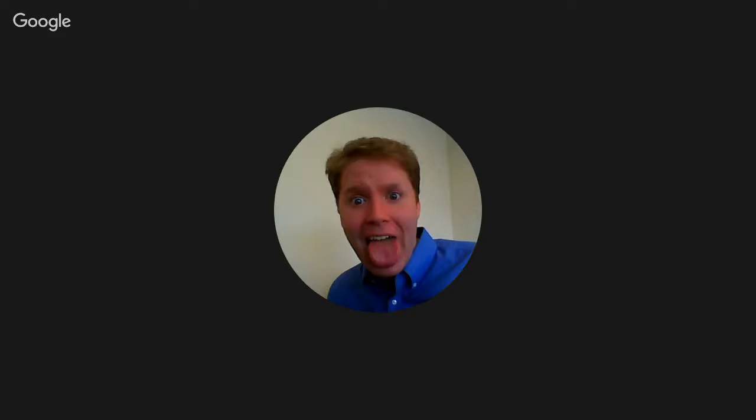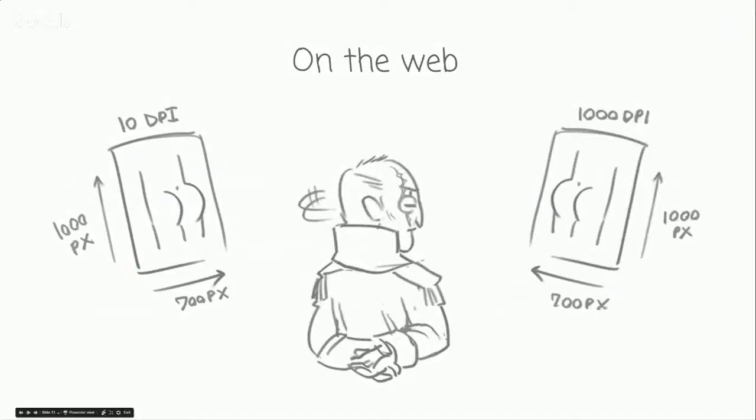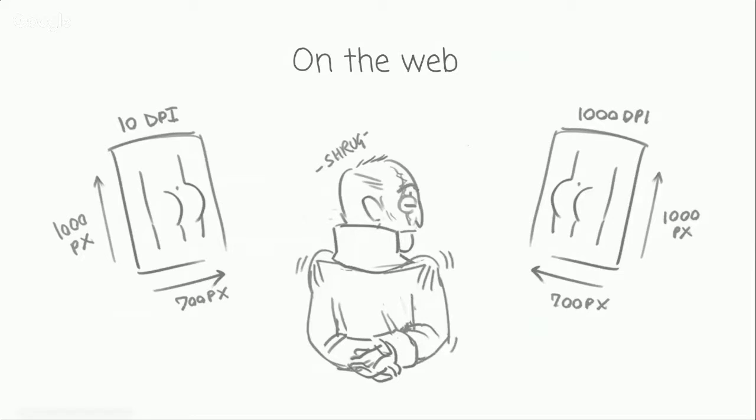And what this means is on the web, your DPI isn't really going to matter because images are going to look about the same. If an image is 1,000 pixels high and 700 pixels deep, and one is 10 DPI and the other is 1,000 DPI, they're really not going to look too different. That's because that's just metadata that's stored for whenever it's going to print. And that's not even DPI, it's supposed to be PPI.